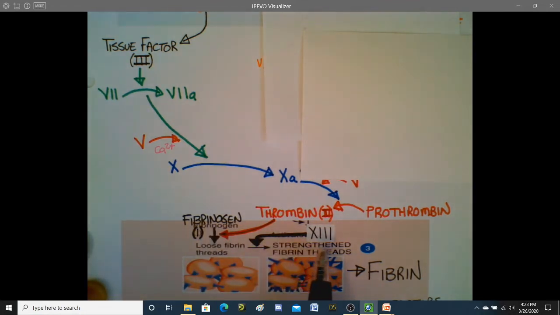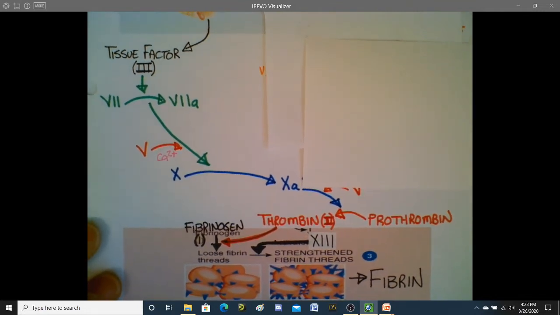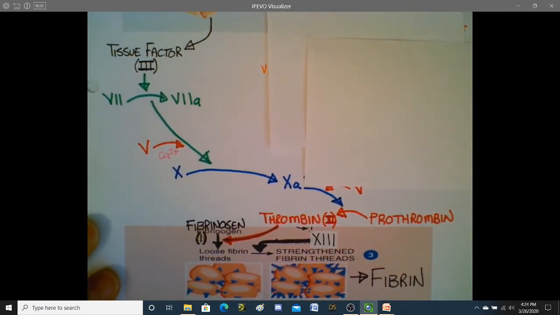Now, this is also helped with clotting factor 13. I know these numbers are crazy. 13 is going to help stabilize fibrin and make it into that insoluble blood clot. Okay? So let's go over this one more time just to try and clarify things.